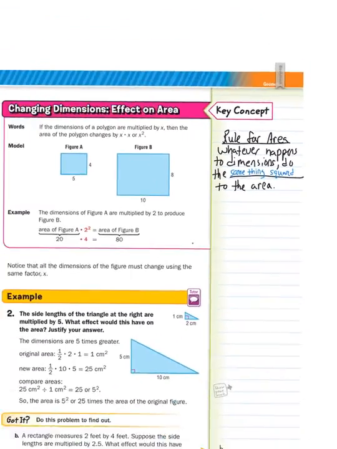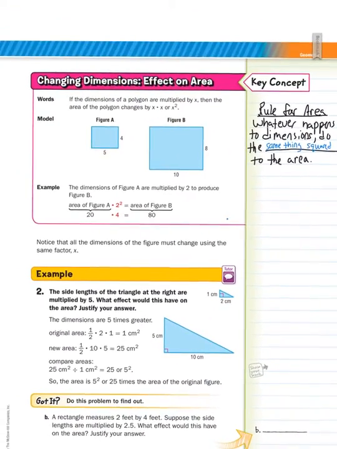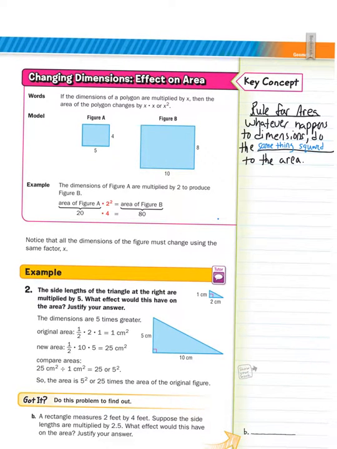Okay, so let's see what you got. Now, I'll show you up here in the model underneath the key concept. So going from figure A to figure B, I notice that my dimensions are multiplied by 2. So 5 times 2 is 10. 4 times 2 is 8. So the area of the original one, 5 times 4 is 20. Now, here's what the rule means. Whatever happens to the dimensions, you do the same thing squared to the area. So if we multiply the dimensions by 2, that means if we multiply the area by the same thing squared, or 2 squared, we should get our new area. Now, 2 squared is 4, so 20 times 4 is 80.